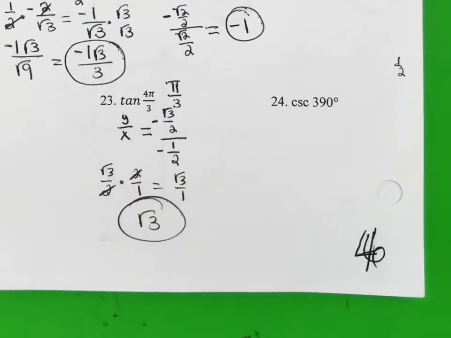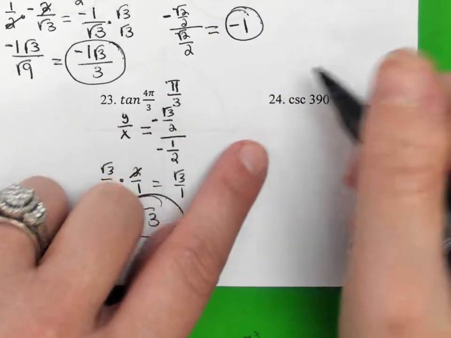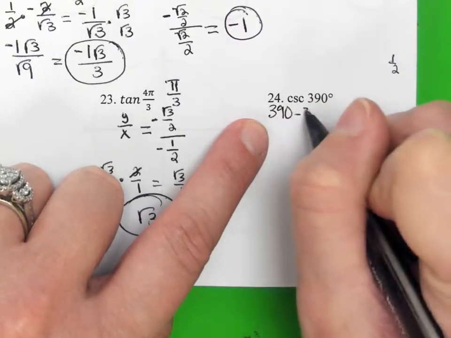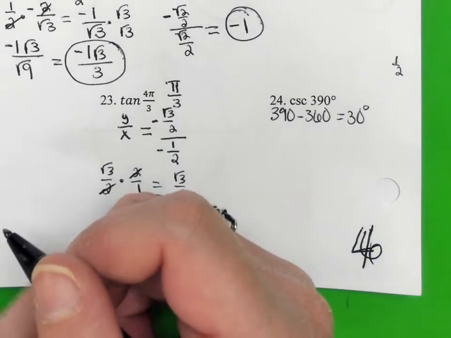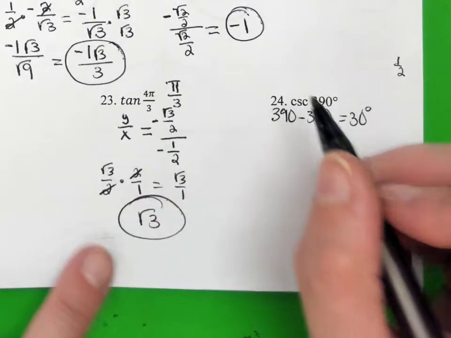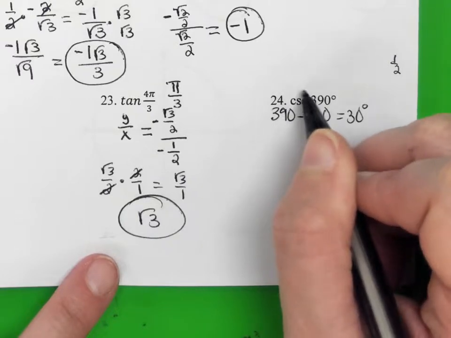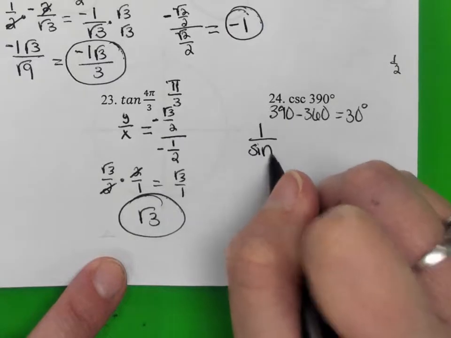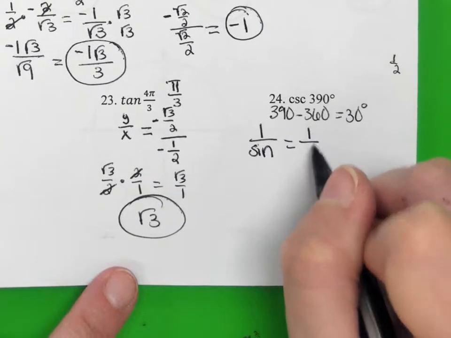All right, here we go. Number 24. You ready? 390 went over 360. How much? 30 degrees. Oh my gosh, that's a reference angle right there of 30. So what is cosecant the opposite of? Opposite of sine. So it's 1 over sine. What is sine? The y. So it's 1 over y.